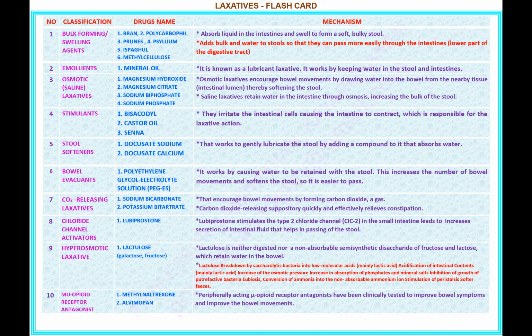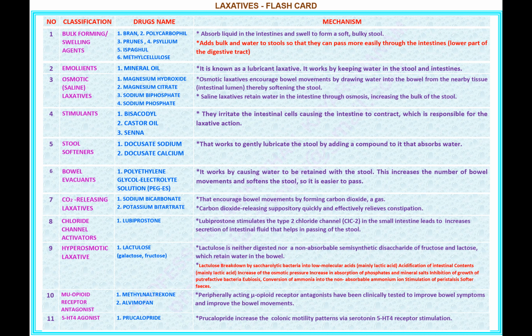Number 10. Name of the classification: mu-opioid receptor antagonist. Drug's names under this classification: 1. Methylnaltrexone, 2. Alvimopan. Mechanism of mu-opioid receptor antagonists: peripherally acting mu-opioid receptor antagonists have been clinically tested to improve bowel symptoms and improve bowel movements.